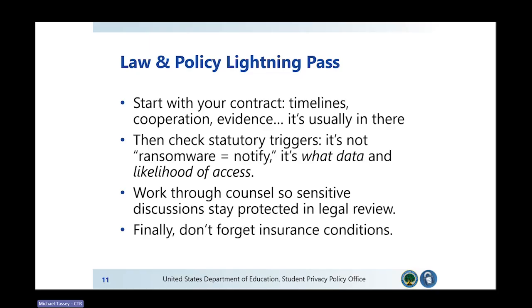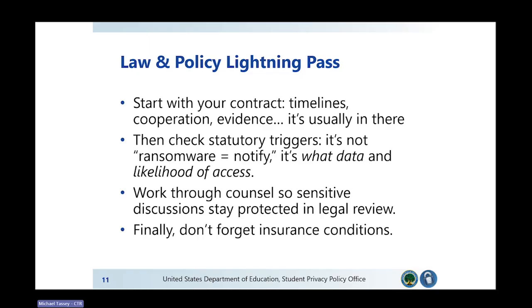Having that legal presence on your incident response team is really important to make sure that you maintain compliance with the law and all of the regulations that apply to that data. So ensure they're part of that process to stay protected.